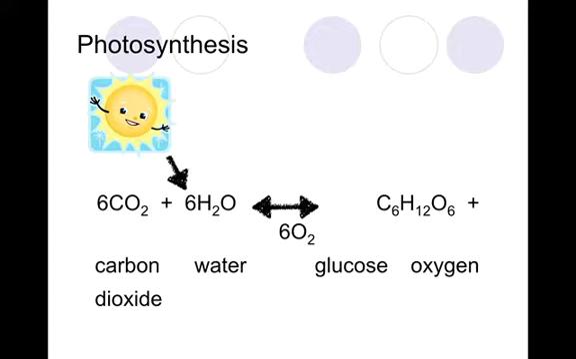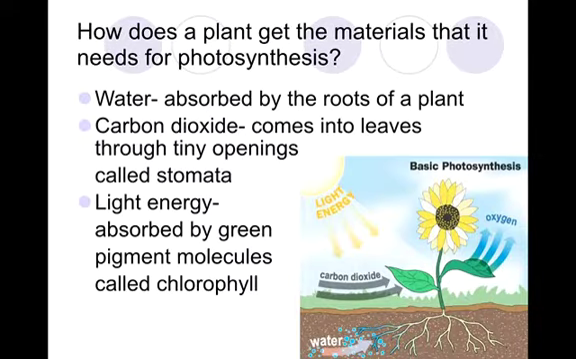And you notice the numbers on there. Everything on the left equals everything on the right, because the law of conservation of matter says matter cannot be created or destroyed. It can only be transferred or changed. So how does a plant get the materials that it needs for photosynthesis?